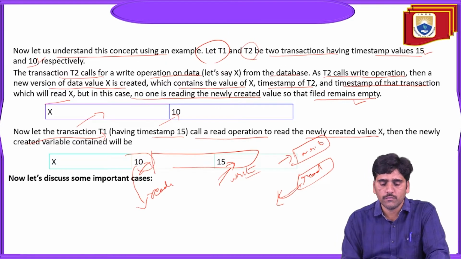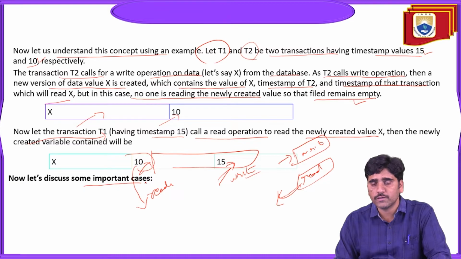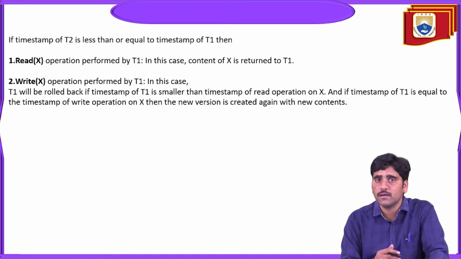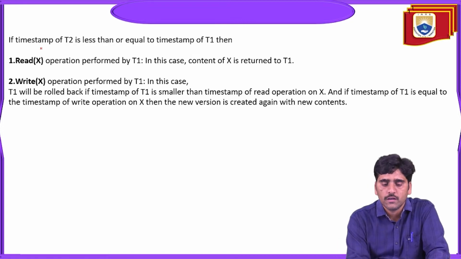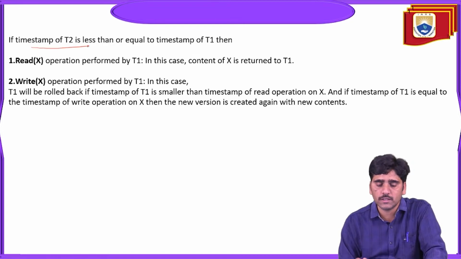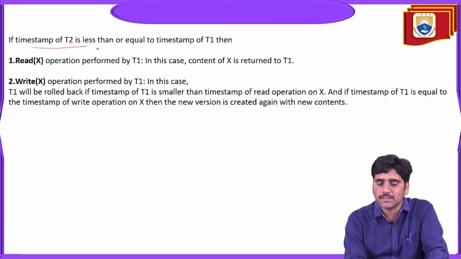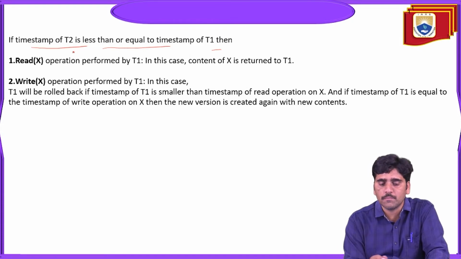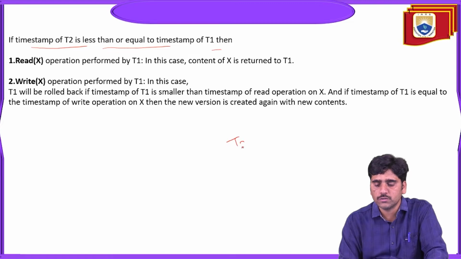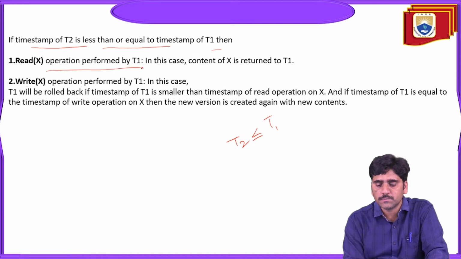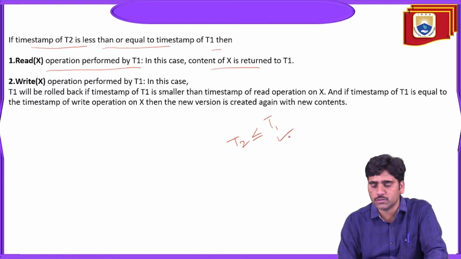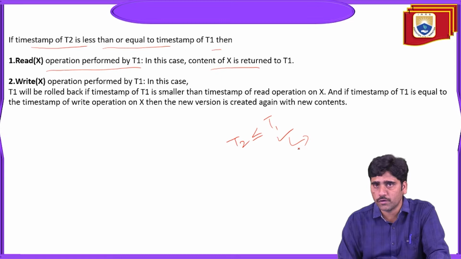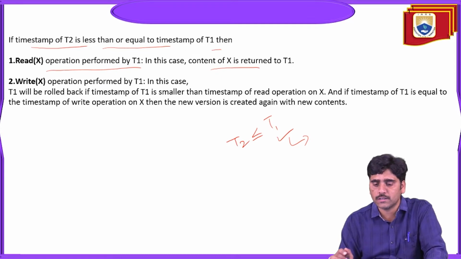Here we have some important cases for doing all these read or write operations on the timestamp of values. If the timestamp of T2, transaction 2's time, is less than or equal to the timestamp of T1, that is, T2 is less than or equal to T1, then what will happen? If a read operation is performed by transaction 1, the content of X is returned to T1.